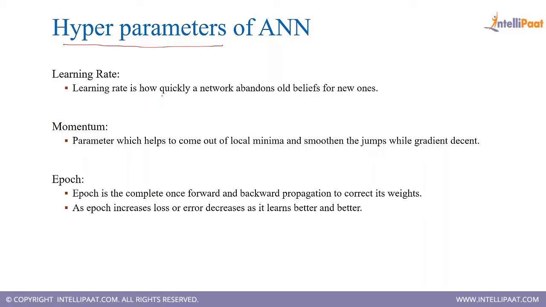Learning rate is how quickly a neural network abandons the old beliefs for the new one. I mean, the way it tries to forget the older one and learn the new one is your hidden understanding of your learning rate. Momentum is a parameter which helps to come out of the local minima and smooth out the jumps from here and there. When you look at gradient descent, if at all it is like this, it will go zigzag like this. If the momentum is very high, it will go here, it will come here, and it does that zigzag.